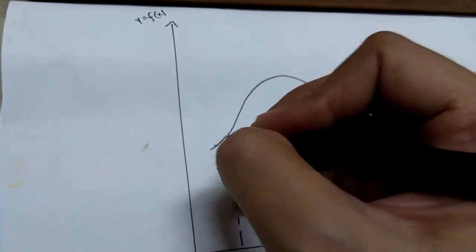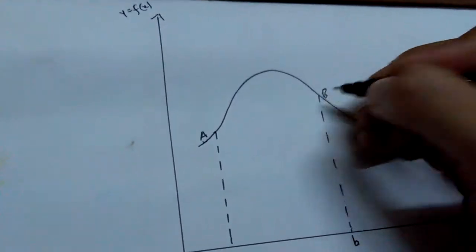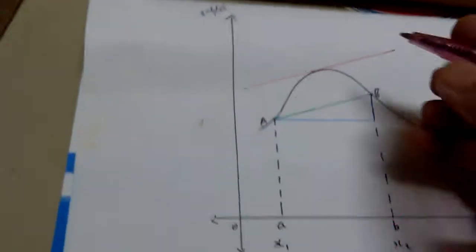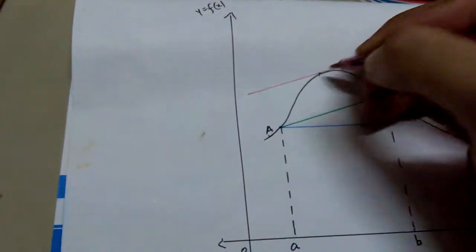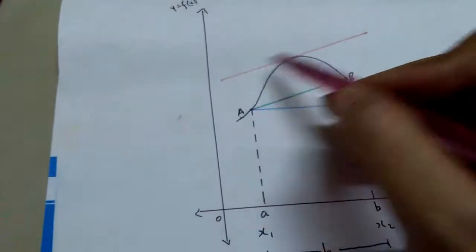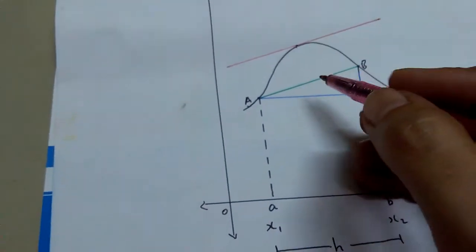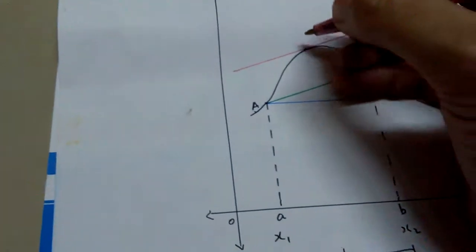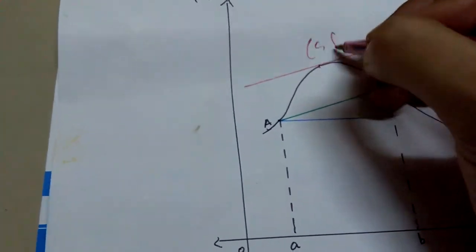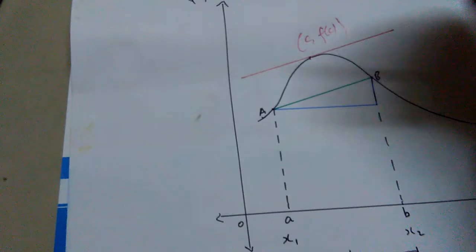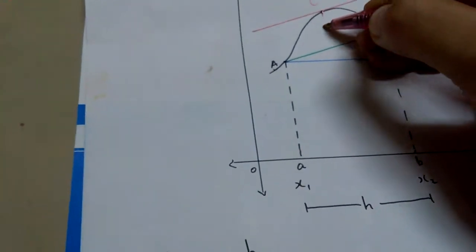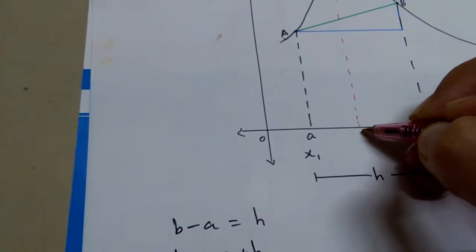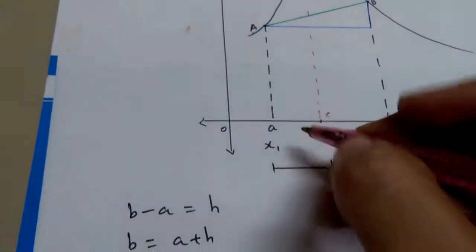So you know that this was your a, this was your b. I'm going to join, I'm going to get the secant line. So this is your point C over here, whose slope of the tangent line is exactly equal to the slope of the secant line AB, and that's what we did already in the first figure. So this point is lying over here. This is your point C. This is the location of your point C.